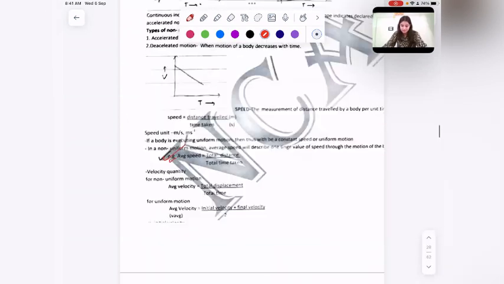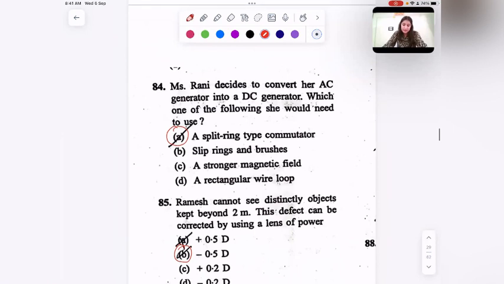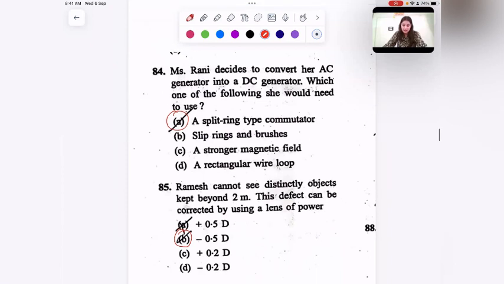Next, Rani decides to convert an AC into a DC generator. How can we convert that? By using a split ring type commutator. Option A is the answer.